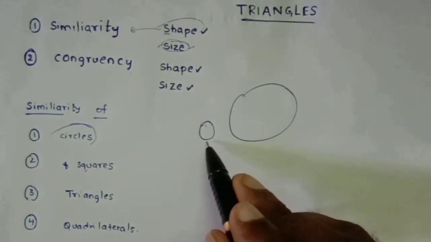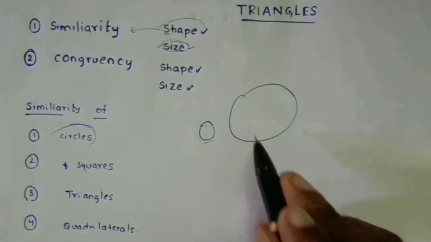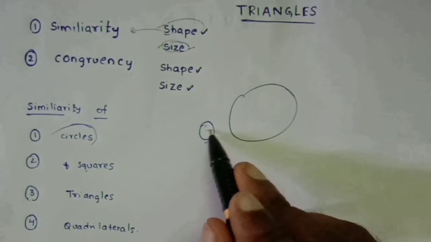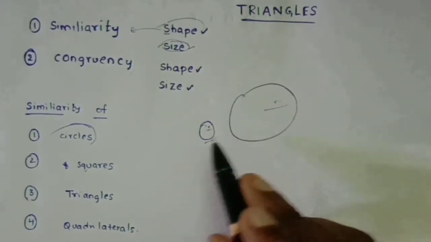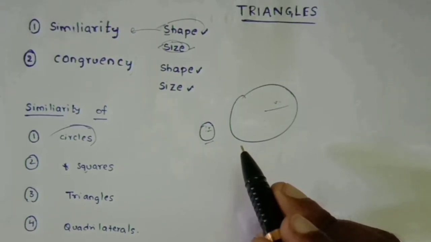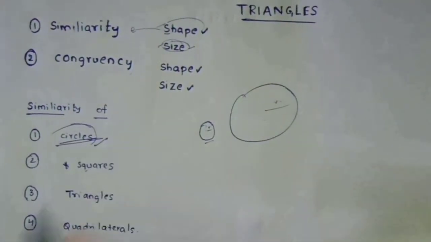Now, what is the shape of this circle? It's round in shape. What is the shape of this circle? This is round in shape. Now, no matter what the radius is, two circles will always have the same shape. So, any two circles are always similar to each other.